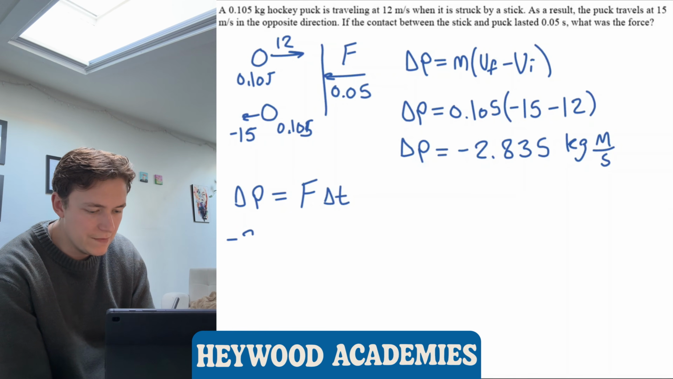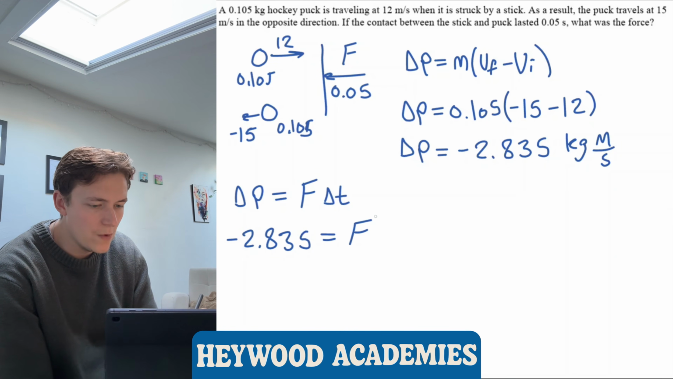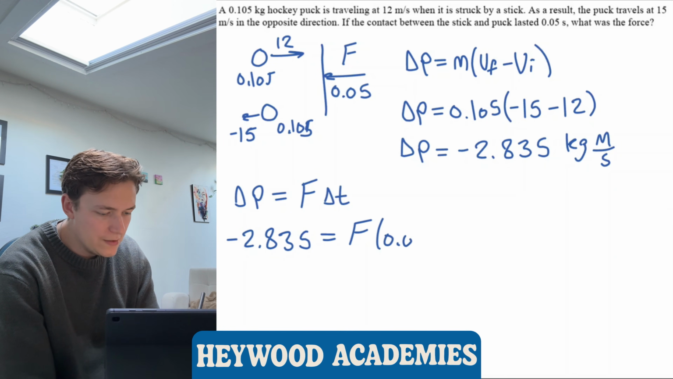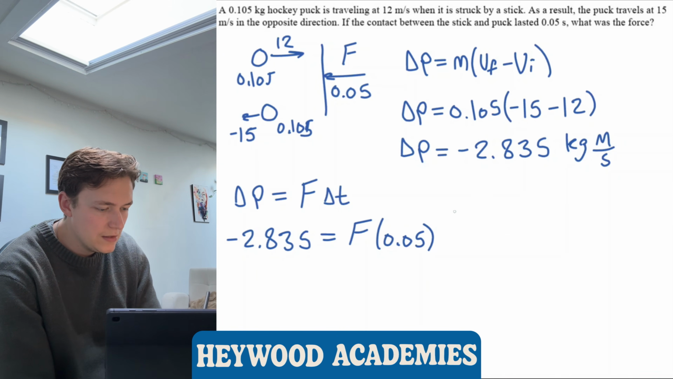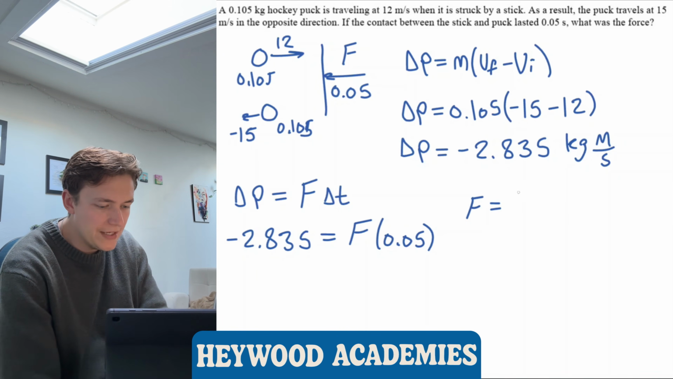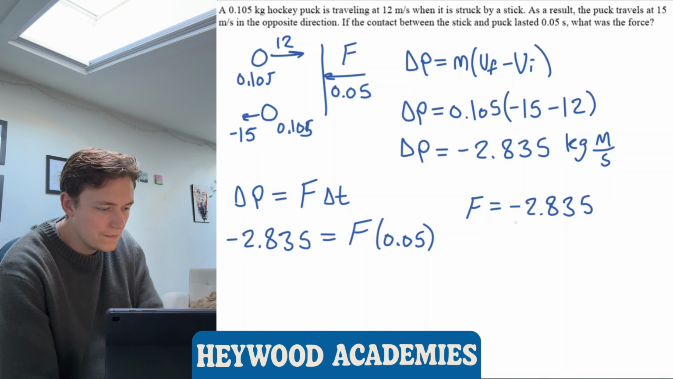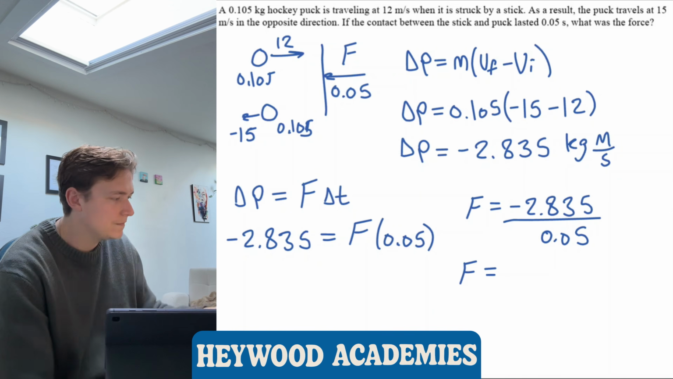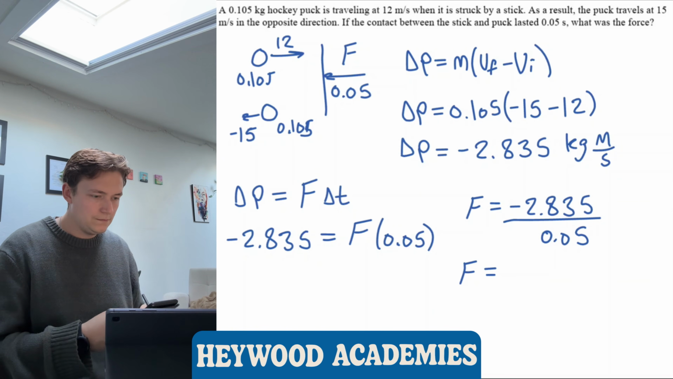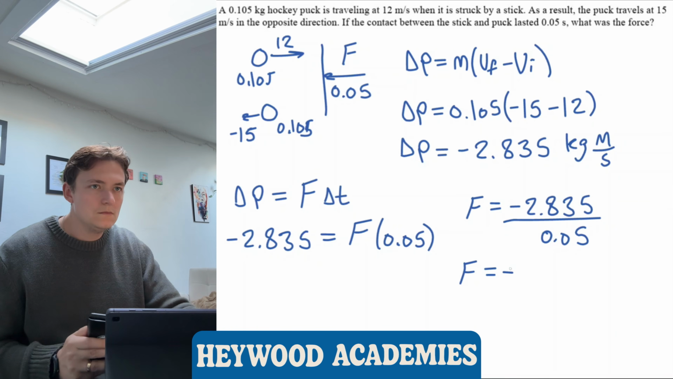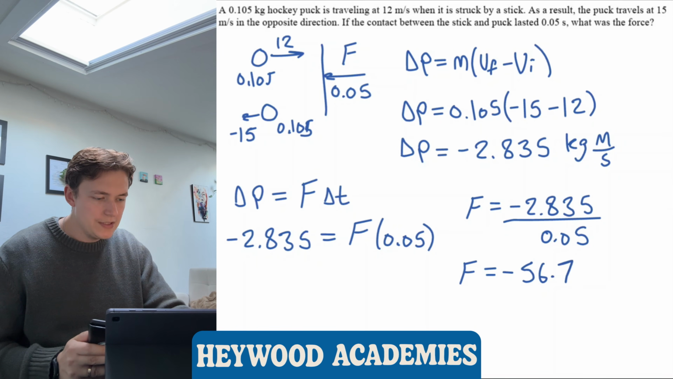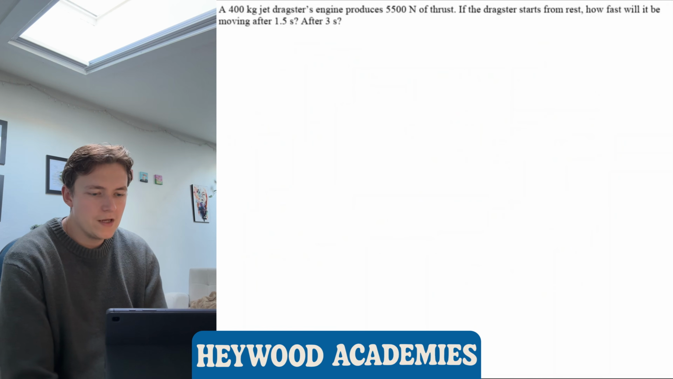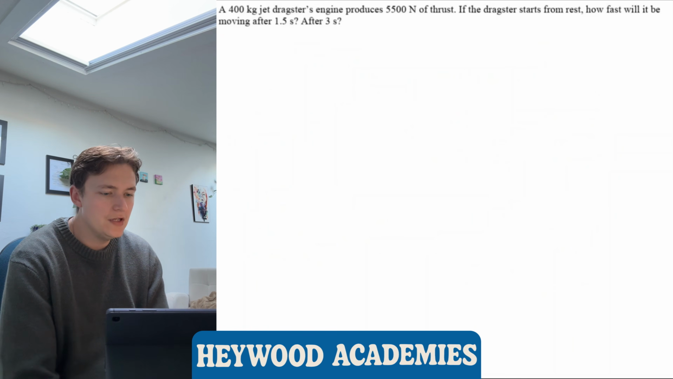So we can plug in our change in momentum that we just solved for. Force is what we want to solve for, and the time was 0.05. So we can divide both sides by 0.05, and that should give us our force. -56.7 newtons.